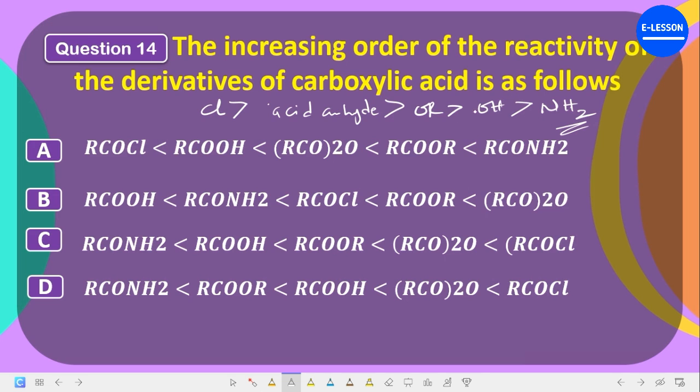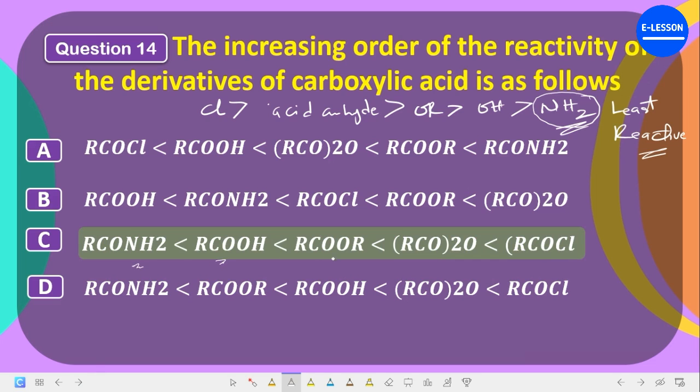So the correct answer to this question will be the one in which this one is least, because the question says the increasing order of the reactivity of the derivatives of carboxylic acid. Increasing order, so you go from the one that is less reactive. In this case, these groups are least reactive. Why? Because they are not easily substituted. They are not good leaving groups. So the correct answer to this question will be option C.